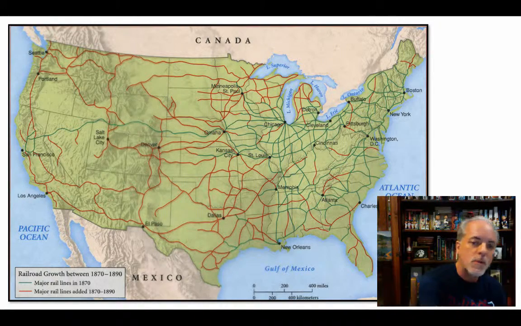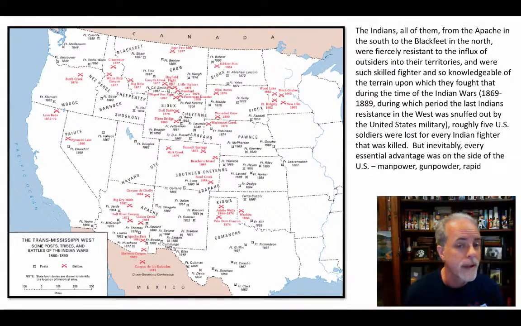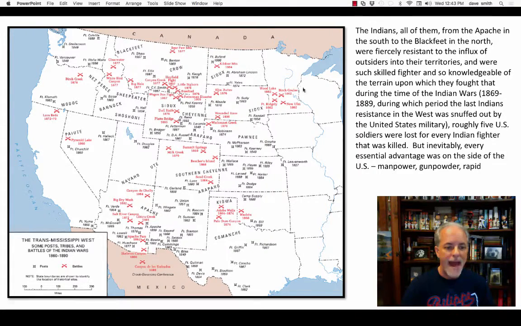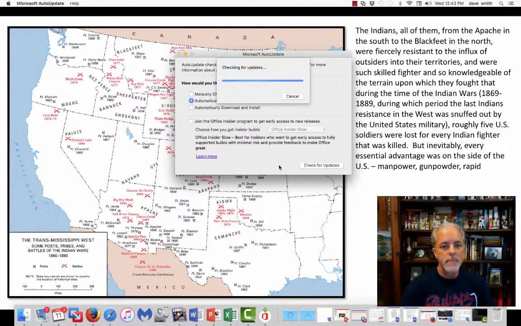binding the East with the West and all points in between. Okay, now the Indians, all of them, from the Apache in the South.